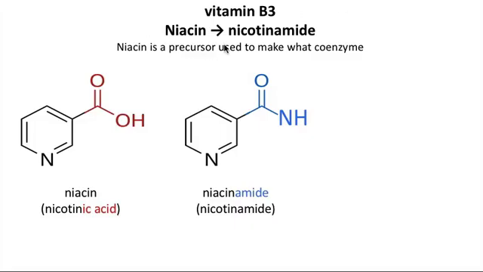Let's take a look at niacin, also known as vitamin B3. I simply require you to know it as niacin. Niacin can also be called nicotinic acid, and if the carboxylic acid group gets reduced to an amide, it can now be called niacin amide or nicotinamide. Now your vitamin bottles will list this as niacin, not as nicotinic acid.